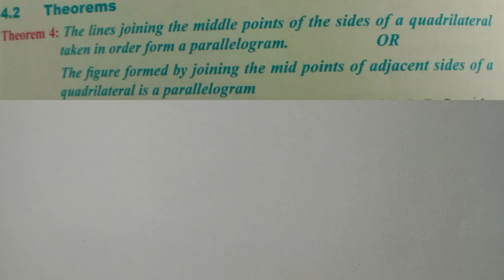So now let's take the first theorem. The first theorem is: the lines joining the midpoints of the sides of a quadrilateral, taken in order, form a parallelogram. In other words, the figure formed by joining the midpoints of the adjacent sides of a quadrilateral is a parallelogram. Okay, so now let's see what this means.